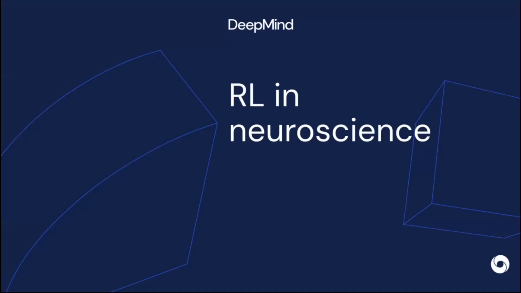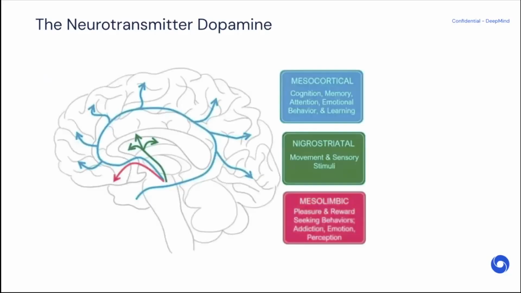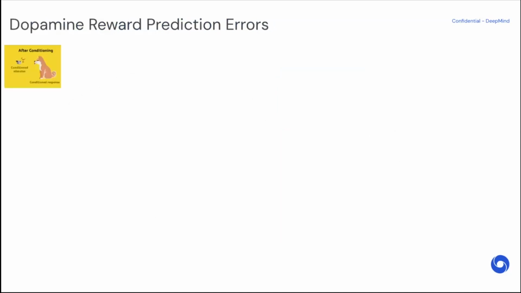Okay, I want to get through neuroscience, and then probably we will leave it there. There's a neurotransmitter that's called dopamine. It's important for cognition, memory, attention, movement, sensory stimuli, pleasure, reward, addiction, emotion perception. Dopamine is really interesting. People have done a lot of studies on this, and it is essential for the theory of reinforcement learning.